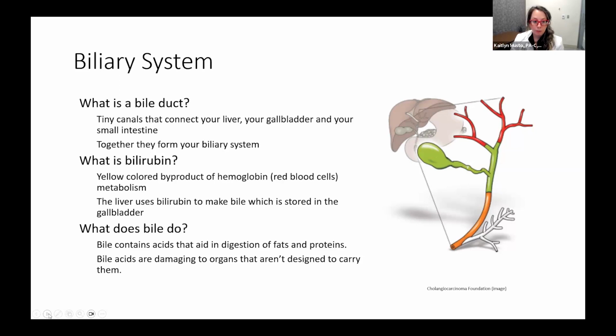So bilirubin is a yellow-colored byproduct of hemoglobin, and this comes from the breakdown of red blood cells. The liver uses bilirubin to make bile, which is stored in the gallbladder. And bile contains acids that aid in digestion of fats and proteins. These acids can be damaging to other organs that aren't designed to carry them, so that is why it's so important that this system functions well.